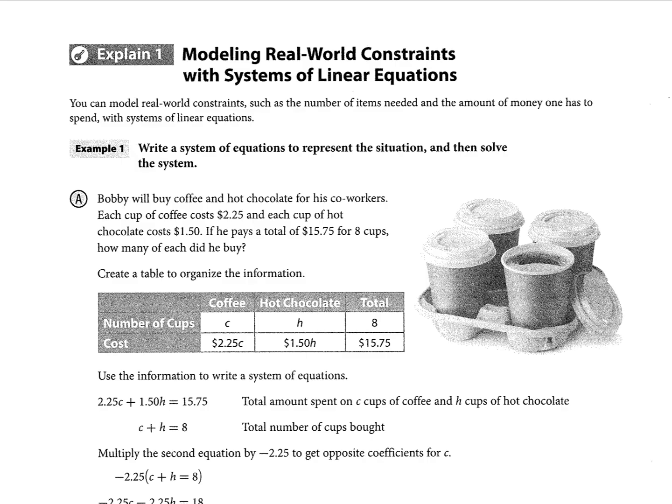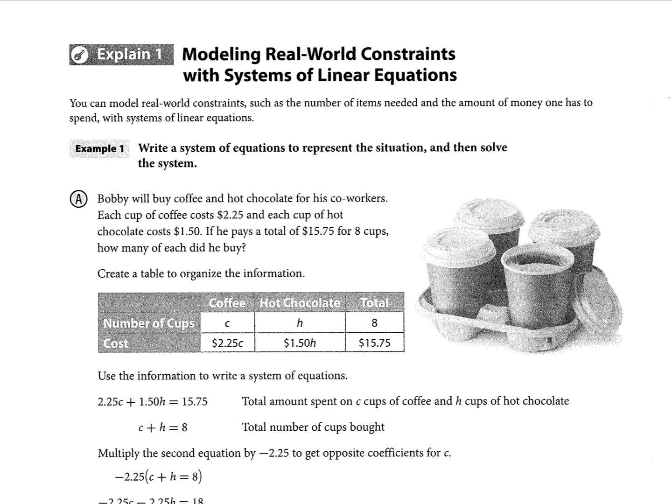You can model real-world constraints, such as the number of items needed and the amount of money one has to spend, with systems of linear equations. Example 1. Write a system of equations to represent the situation and then solve the system. A. Bobby will buy coffee and hot chocolate for his coworkers. Each cup of coffee costs $2.25, and each cup of hot chocolate costs $1.50. If he pays a total of $15.75 for 8 cups, how many of each did he buy?